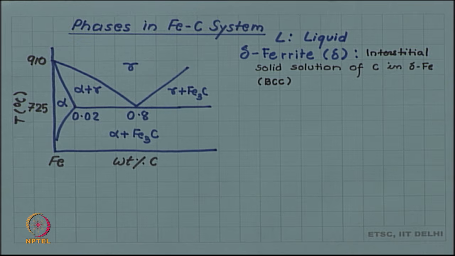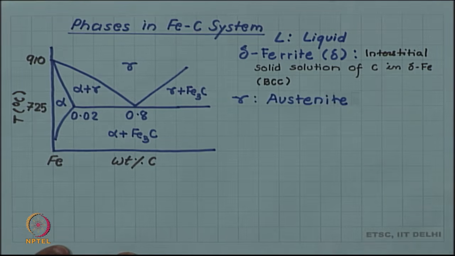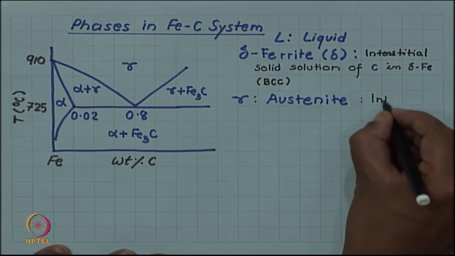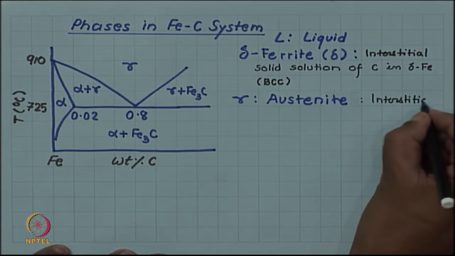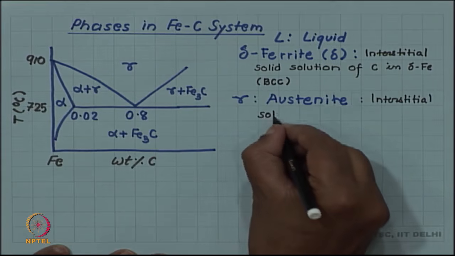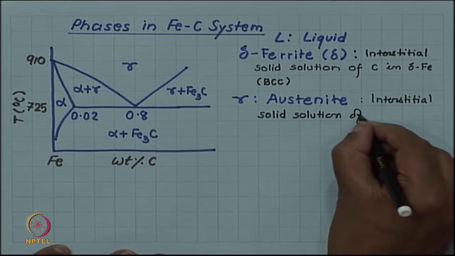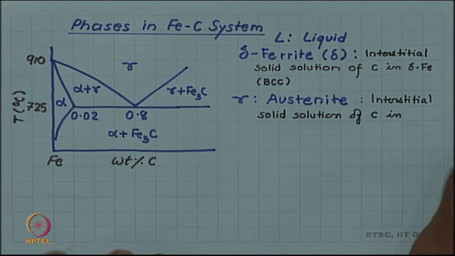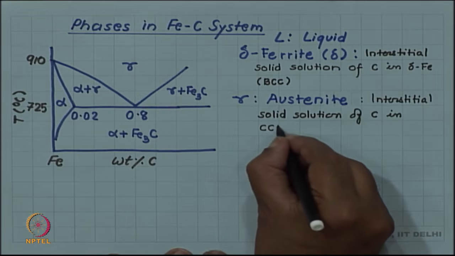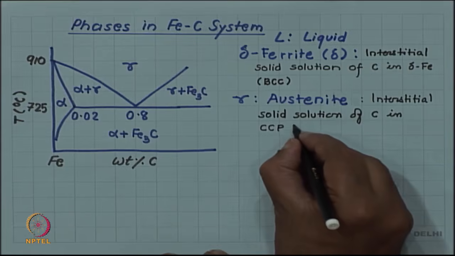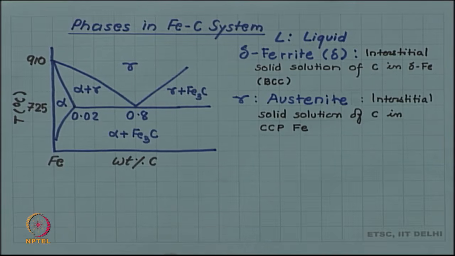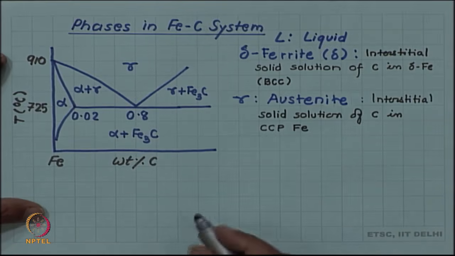Then you have gamma, which is also known as austenite. This is also an interstitial solid solution of carbon in CCP iron, cubic close packed iron. So, the structure will be CCP. So, this is called austenite, which you see in this part of the diagram.